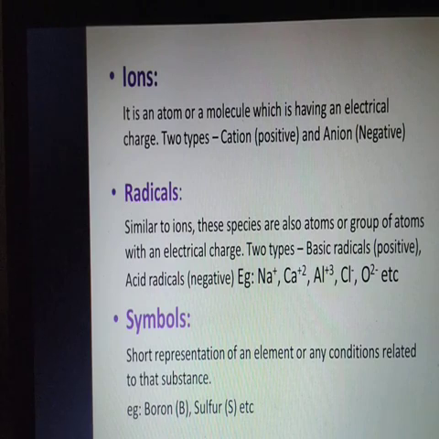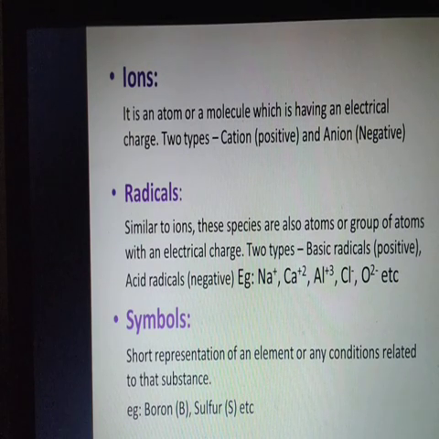Coming to the next, radical. Similar to ions, a group of species having the same electrical charge. They are categorized as basic radicals, which are the positively charged ions, and acid radicals, which are the negatively charged ions. As you can see in the example, Na plus is a positively charged ion, so it's a cation. Ca2 plus, cation. Al3 plus, cation. Fe3 plus, cation. Fe2 plus, cation. Zn2 plus, cation.